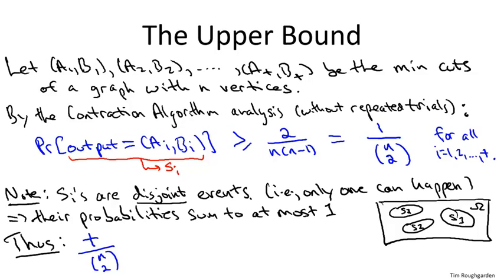Rearranging, what do we find? t, the number of different min cuts, is bounded above by n choose 2. Exactly the lower bound provided by the n cycle. The n cycle has n choose 2 distinct minimum cuts. No other graph has more. Every graph has only a polynomial number, indeed at most a quadratic number, of minimum cuts.